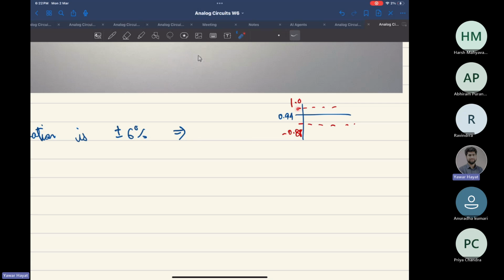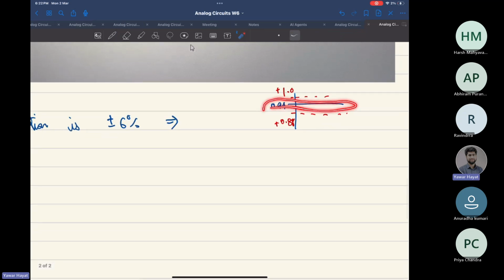This is the maximum of a particular quantity. If variation is within plus minus 6%, and even in the worst case scenario, if it reaches the maximum for the plus 6%, then the minimum would be around the 0.88 level. And it would be pivoting around this 0.94. Just a vague idea, but I hope it's clear.